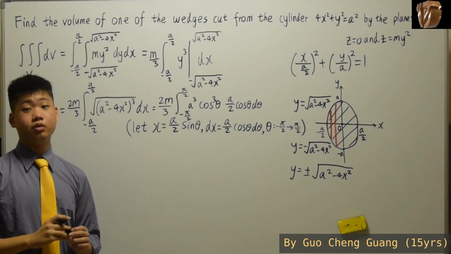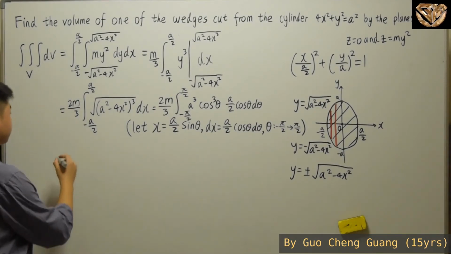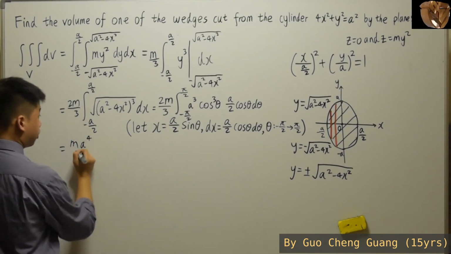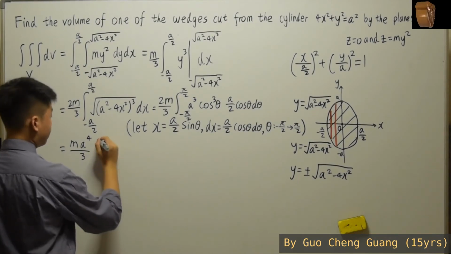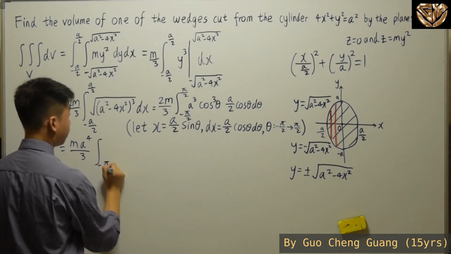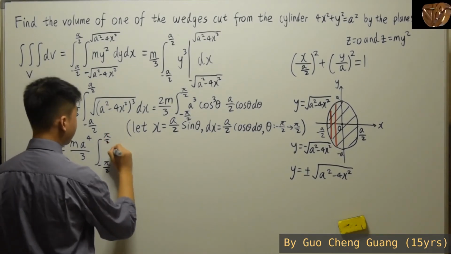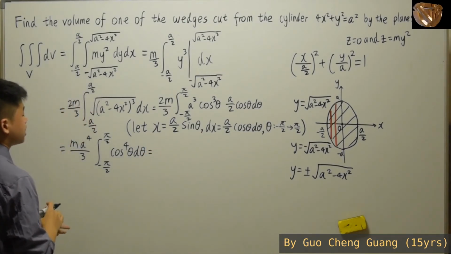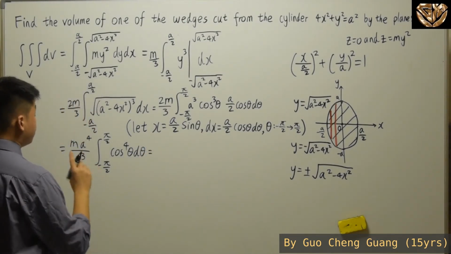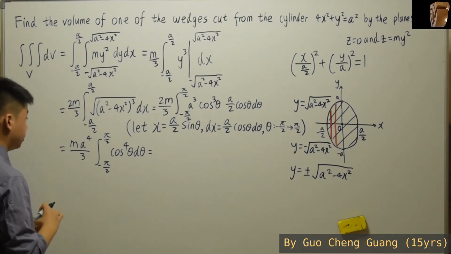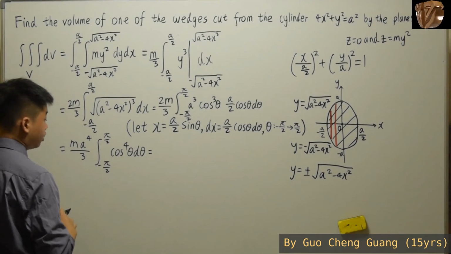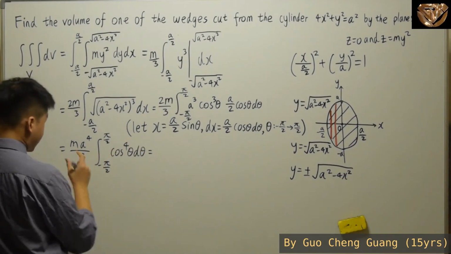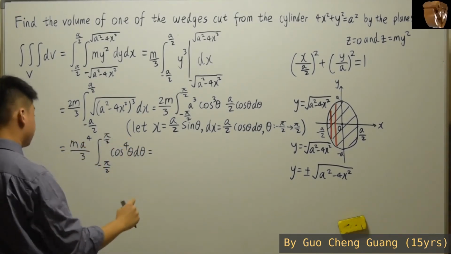So next you just have to integrate this part. Well, you can once again take out all the constants, and you're going to have ma to the power of 4 and then over 3. So you have to integrate from negative half pi to half pi for cosine to the power of 4 theta d theta. Now, cosine to the power of 4 theta d theta. In this case, you will have to use your double angle formula. Now, in the double angle formula, you will need to multiply it by 2 squared, since you have 2 to the power of 4, and you have to separate it into cosine squared theta and another cosine squared theta.